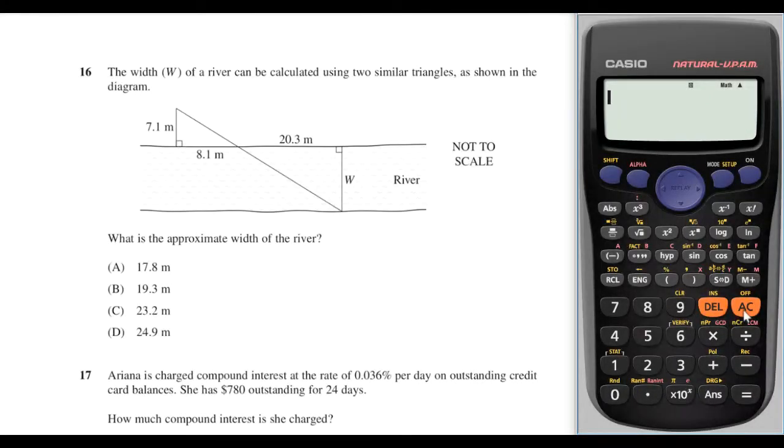Question 16. Based on the two similar triangles that we can see in the diagram, the ratio of W to 20.3 in the larger triangle is equal to the ratio of 7.1 to 8.1 in the smaller triangle. So W equals 20.3 multiplied by 7.1 over 8.1, giving us an answer of 17.8 to 1 decimal place.